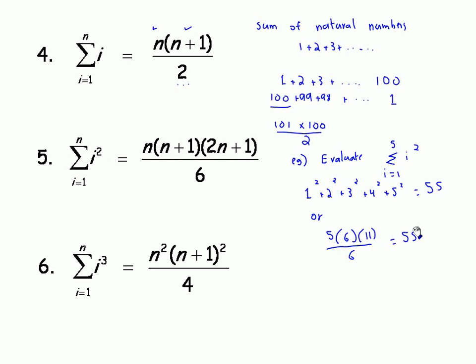Number 6 is for i cubed. Not likely that we're going to use this one again, but you never know. You might decide on your own that you find that helpful. n squared times n plus 1 squared over 4. It's supposed to work. I almost never use this one. In fact, I don't even remember it if I didn't have it written in front of me.